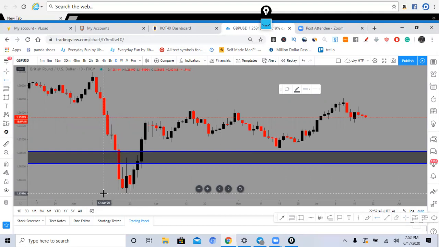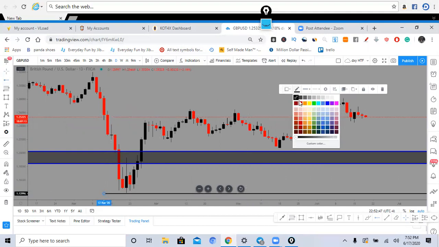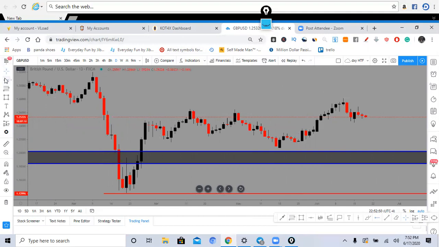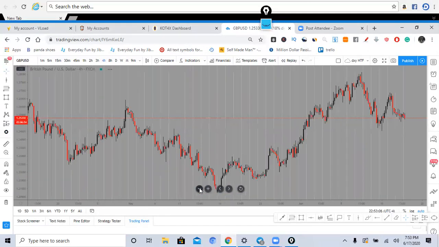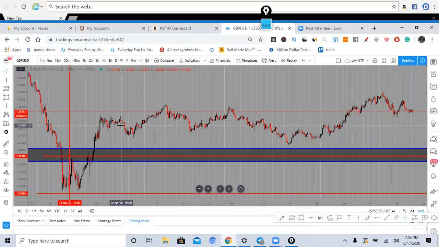So this could have been the low of that pattern. And this could have been the high of that pattern. It would have been your range. So anything from this point and behind on a 4-hour could have been used as a discount. And we're going to see how that works.